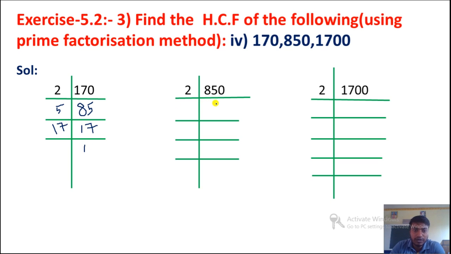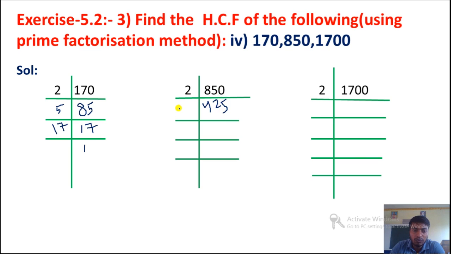Now in the same way we will prime factorize 850. Here you can see 0 in the unit place, so easily we can divide by 2. So we will take 2. 2 4s are 8, 2 2s are 4, 1 left, 1 0 is 10, 2 5s are 10.